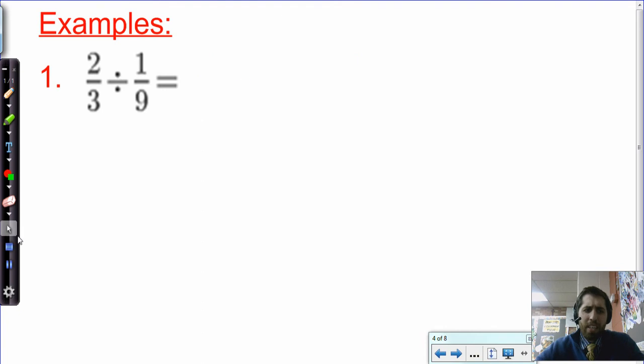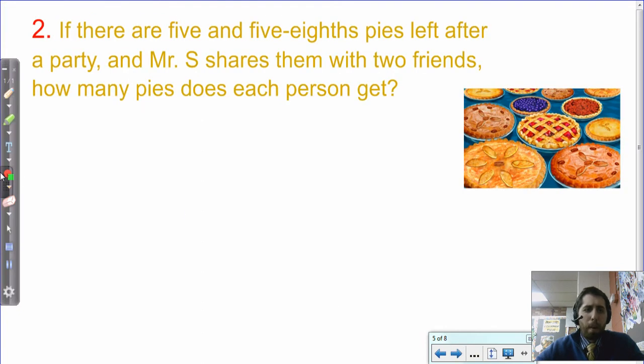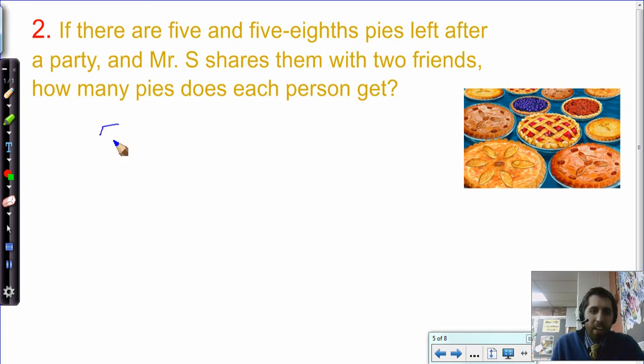Let's check out another one. Got a word problem for you, and it's really similar to last time. This says, if there are 5 and 5/8 pies left after a party and Mr. S shares them with 2 friends, how many pies does each person get? So hopefully you see that we have 5 and 5/8. That's the first amount that's given to us. They're left after a party. I'm sharing them with 2 friends. We're splitting this amount among 3 people.